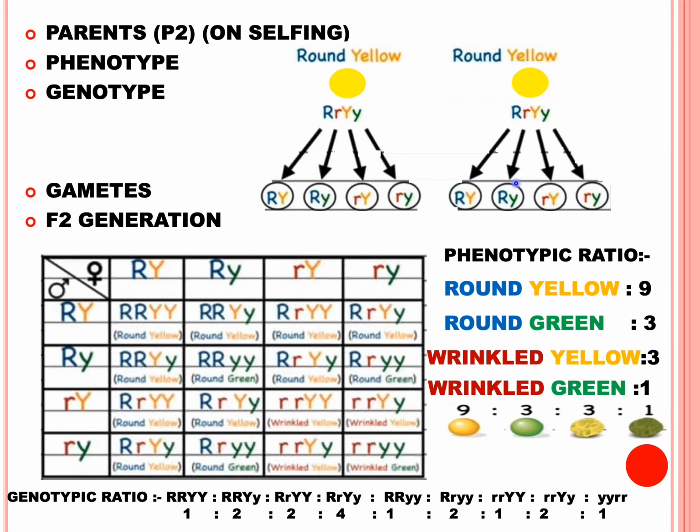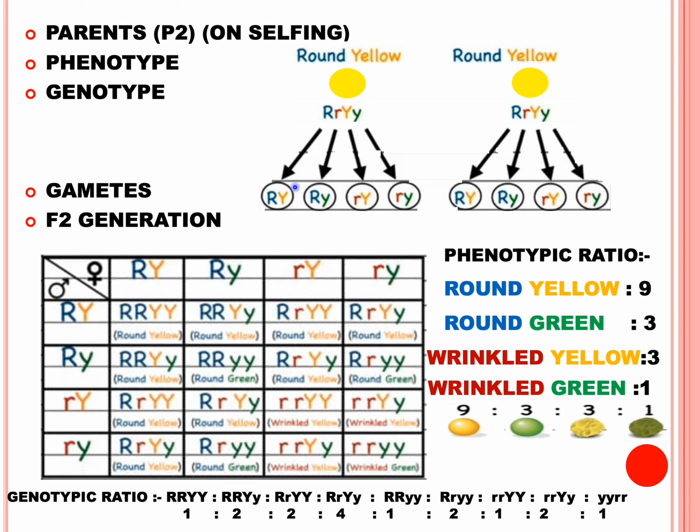Now the plants of the F1 generation became the parents of the F2 generation. This time Mendel self-pollinated the plants of the F1 generation having the phenotype hybrid round shape of seeds with yellow color, with genotype capital R, small r, capital Y, small y.